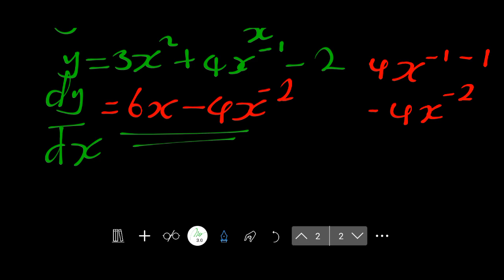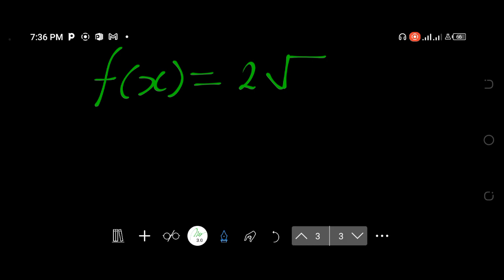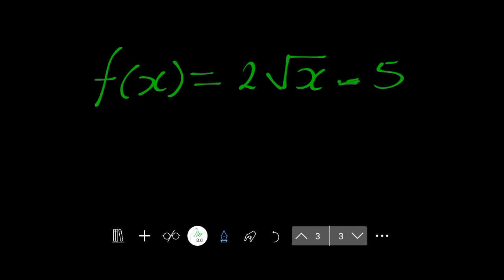Let's look at another example. So another example that we have is f of x is equal to 2 times the square root of x minus 5. Okay, so we can differentiate this one.